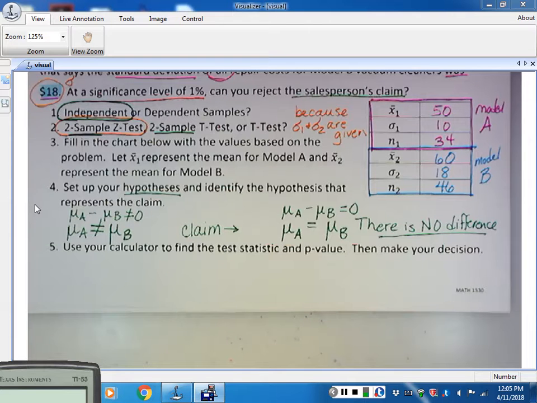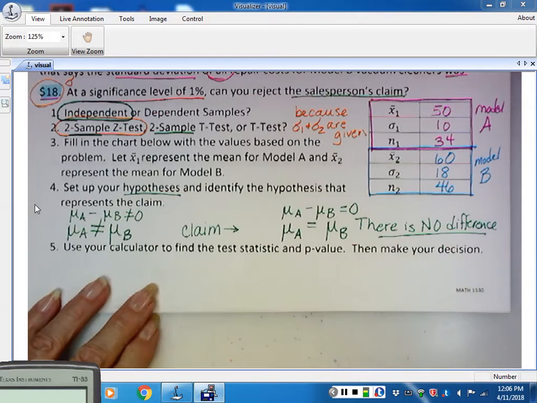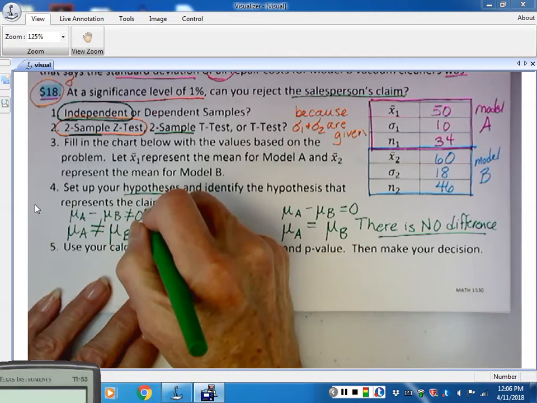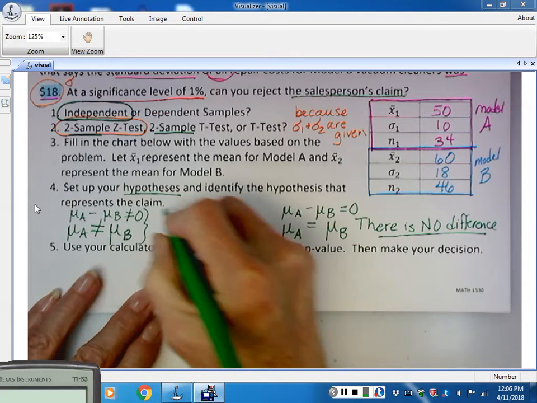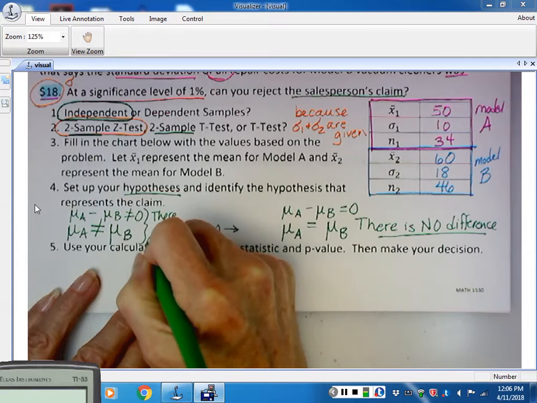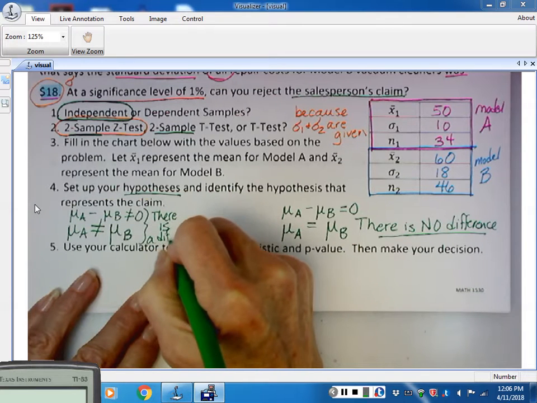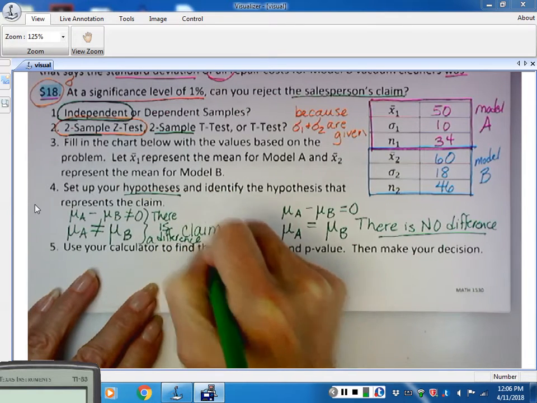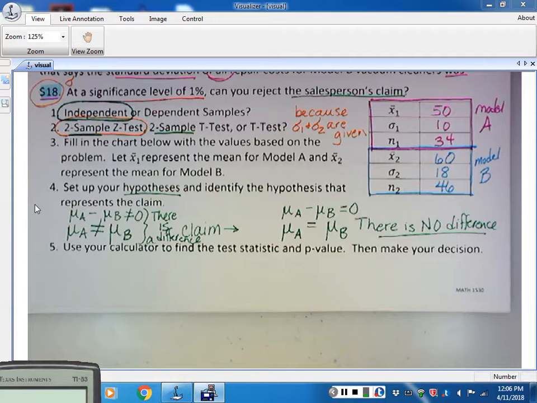So I'm confused. Why are you writing that one, since it's not the claim? You always have to have your claim in the alternate, because either the claim is true or the alternate is true. Okay? So basically what the opposite of the claim says is there is a difference between the two.